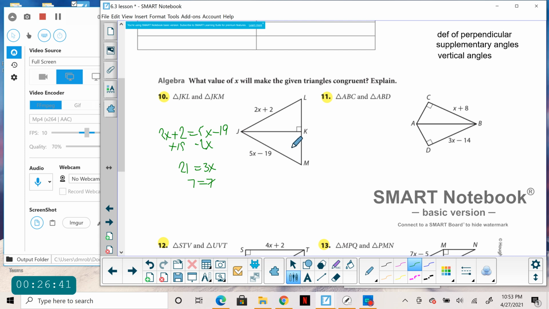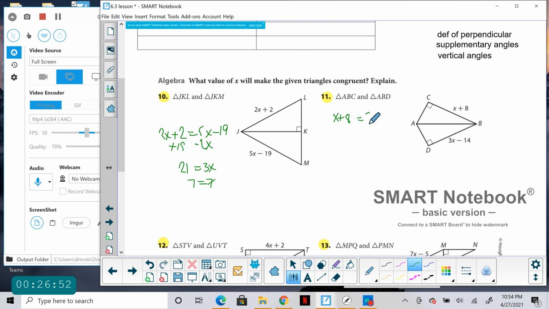Okay, and number 11, we have x plus 8 equal to 3x minus 14. So plus 14 minus x to get the x on its own. So we have 22 equal to 2x, so x is equal to 11.